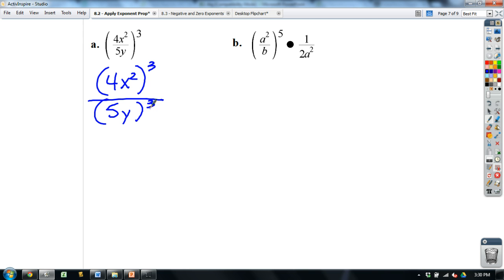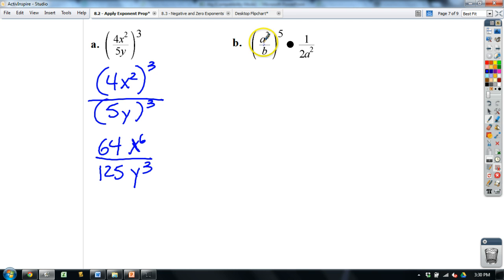Okay, well then what I can do is say 4 cubed is 4 times 4 times 4, which is 64, and then x squared to the 3rd power. So x squared to the 3rd power is going to be x squared times x squared times x squared. So that's going to be x to the 6th. Okay, and then on the bottom I have 5 cubed, which is 125, and y cubed is y cubed. There it is. All right, B. Let's go ahead and you try this one on your own.